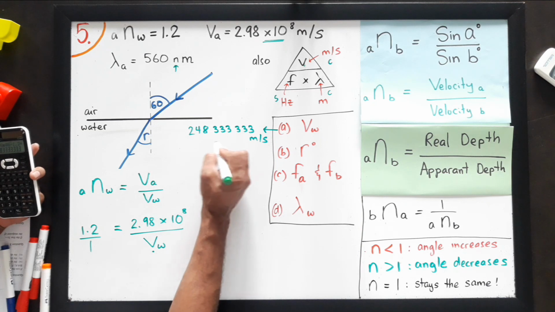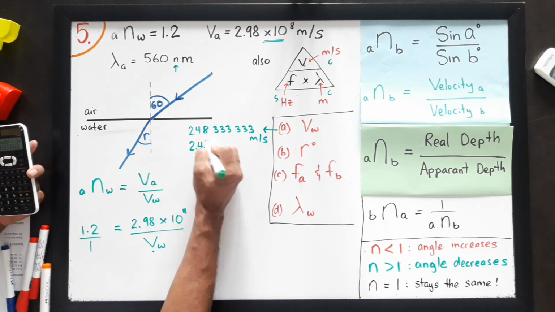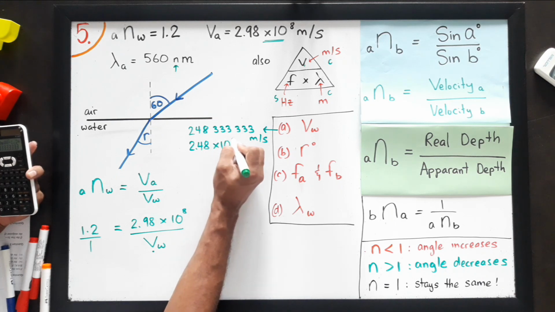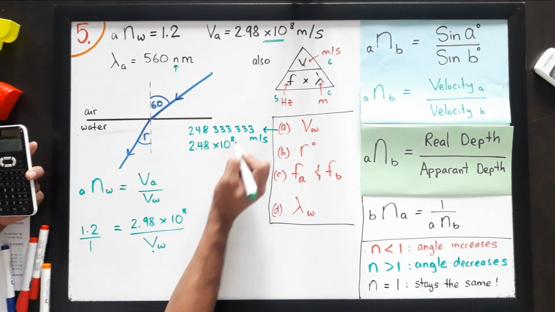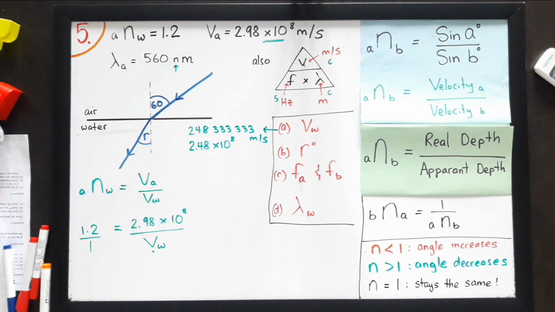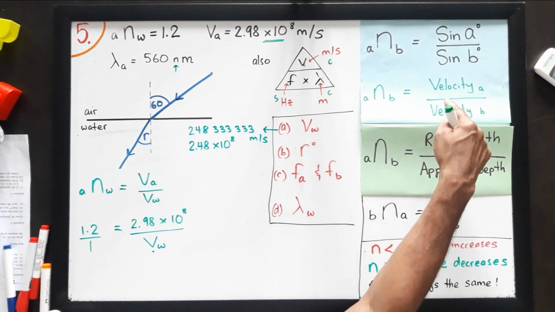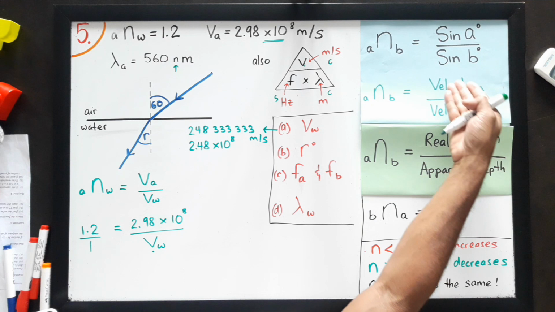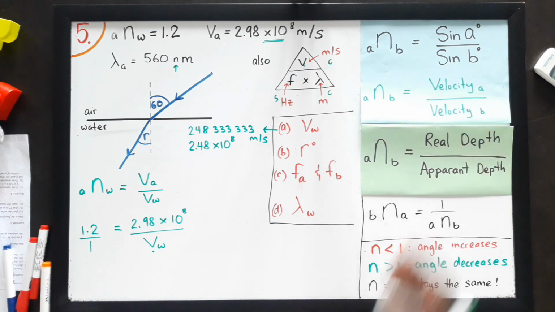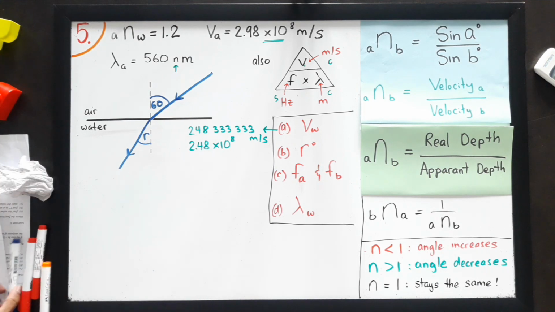If you were to put this in standard form and round it off, it would be 2.48 multiplied by 10 to the power 8. That's if you ignore all the threes. So this would be correct, or this would be correct. So we got the velocity in water using this formula, which is real similar to this formula, except it doesn't have the sines, but you still had to cross multiply. So we figured out part A. Let's find part B.